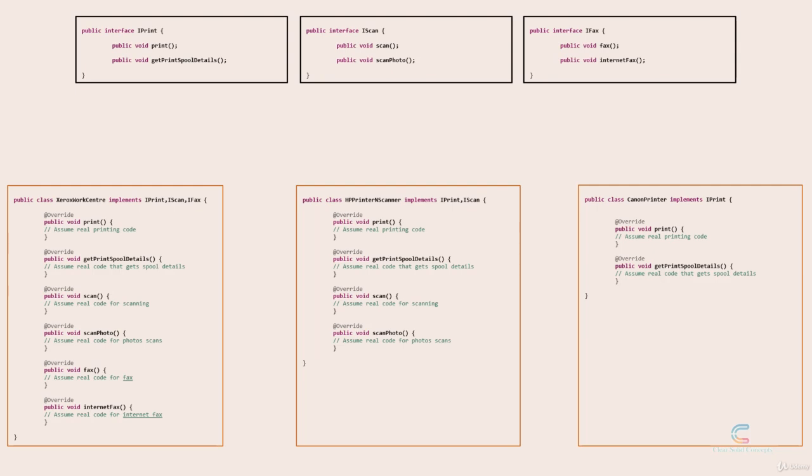So that's it for this session. Let's move on to the next session where we talk about some standard techniques to identify violations of the interface segregation principle. We will also see how the interface segregation principle is related to the other SOLID principles.